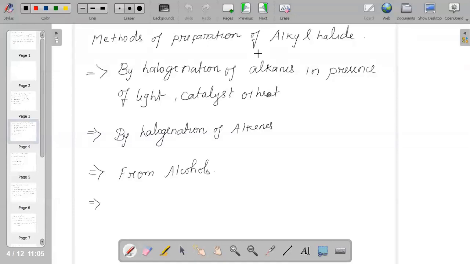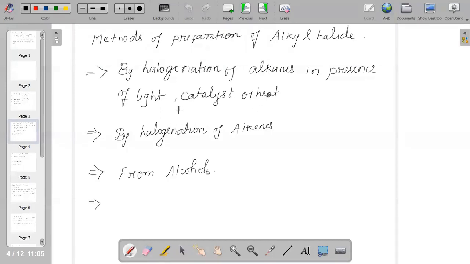But we have to discuss the methods of preparation of alkyl halides, that is, the methods of preparation of haloalkanes and haloarenes. The first method that comes to mind is halogenation of alkanes in the presence of light, catalyst or heat.